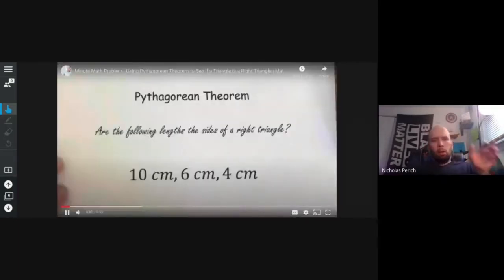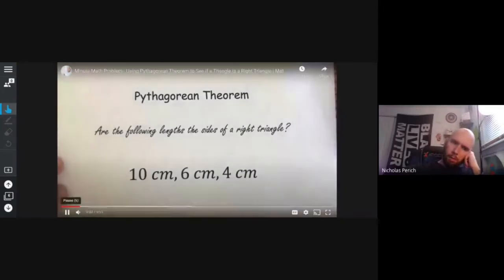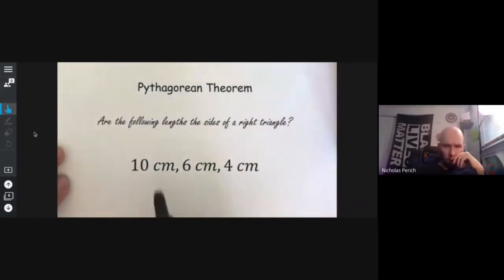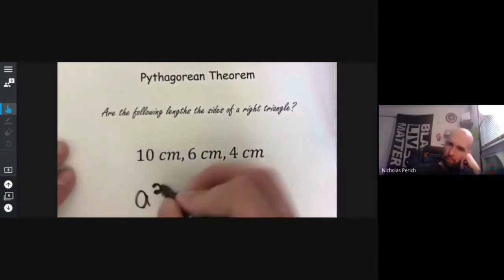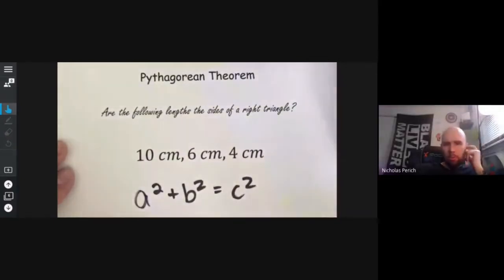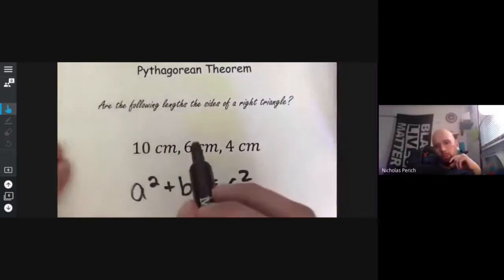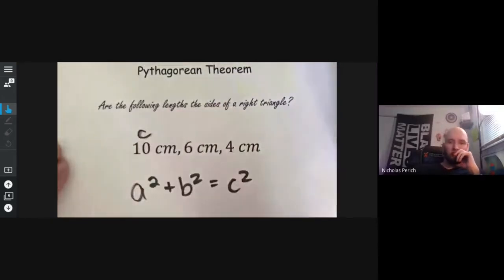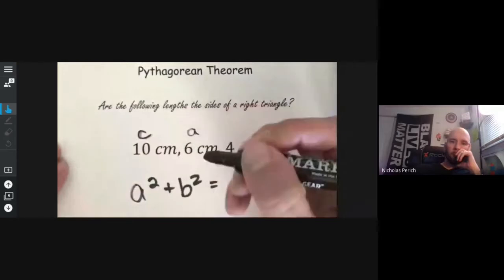All right, are the following lengths the sides of a right triangle? In order to see if something is a right triangle, I have to use what's called the Pythagorean theorem, which looks like this. Now, what I have to be careful of is C always represents the longest side. If this is meant to be a right triangle, you would have to be my longest side. So I can call you A, I can call you B, and I just plug it in and see if it works.